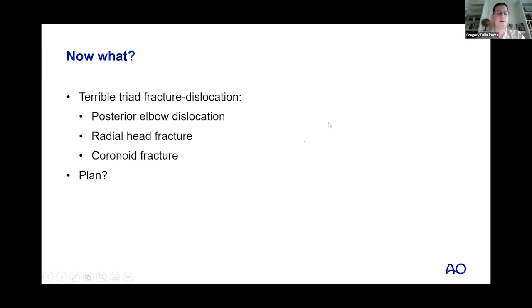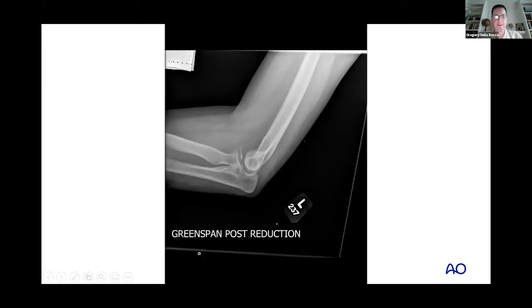My apologies. So the coronoid fracture is most often a coronoid tip fracture, what might be termed a Regan-Morrey type 1 fracture. But really the importance of the coronoid fracture is that it represents a capsular avulsion. So what is our plan? So I'm going to go back one slide.